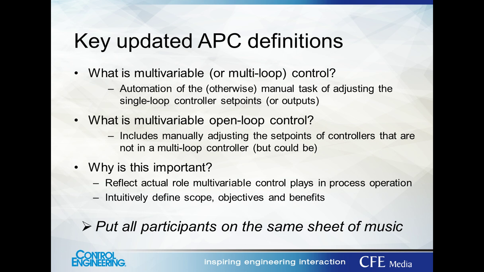So I feel these definitions are very important because they provide a straightforward, simple, intuitive way to understand APC and its role in industrial process operation. This is something that's definitely been lacking throughout the APC 1.0 era. These definitions, because they're intuitive and easy to understand, put all participants on the same page, not just APC engineers, but operations personnel, process engineers, and managers. With everyone on the same page, we can expect greater APC progress going forward.